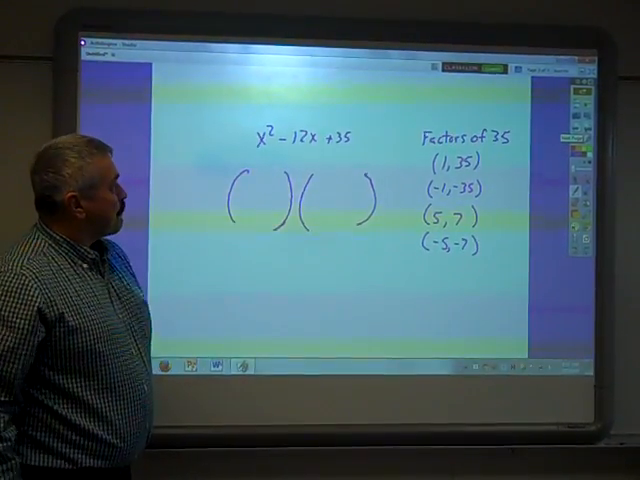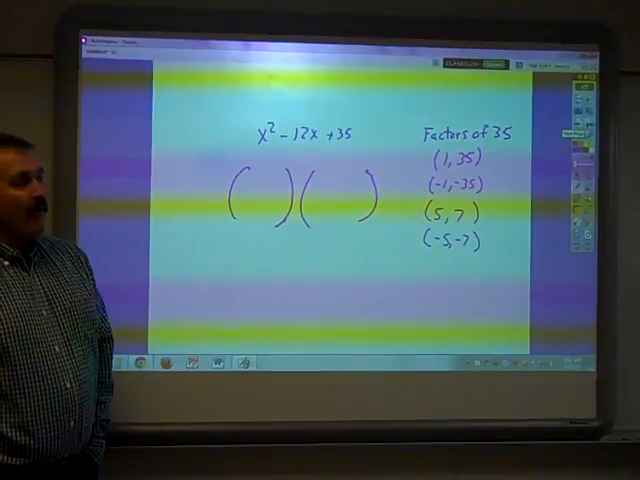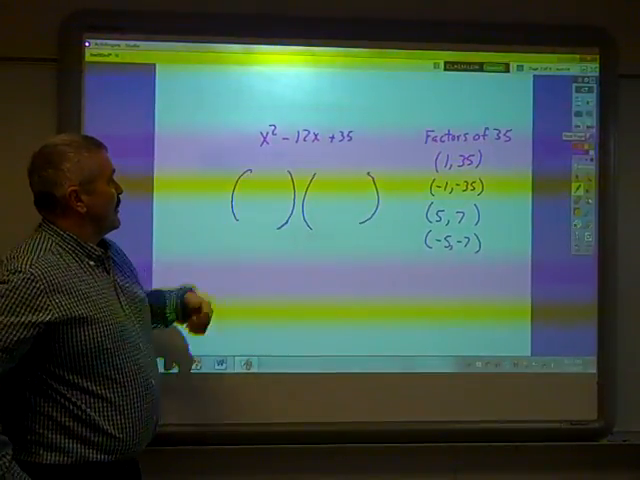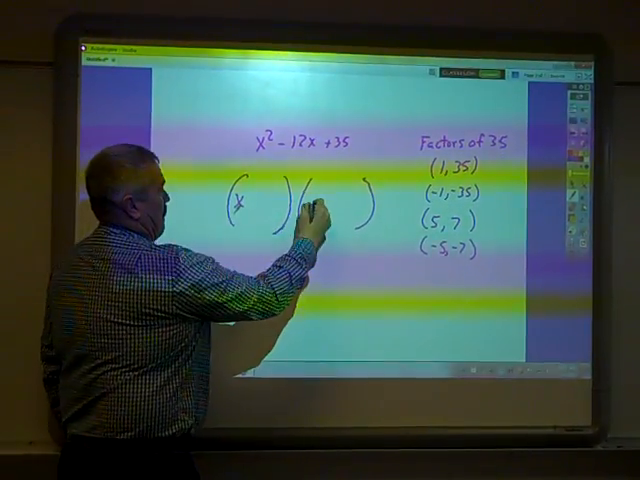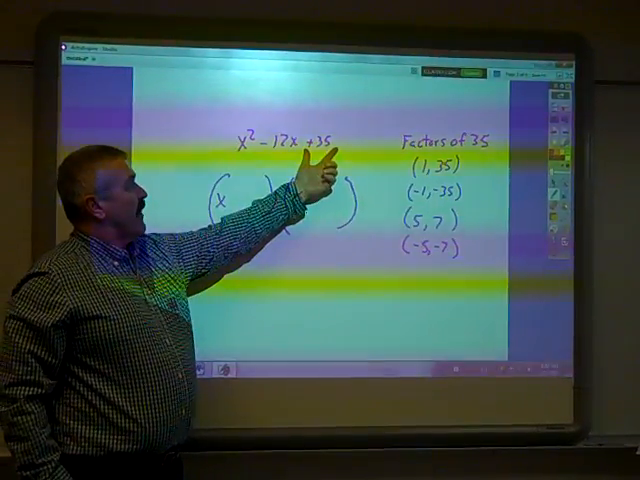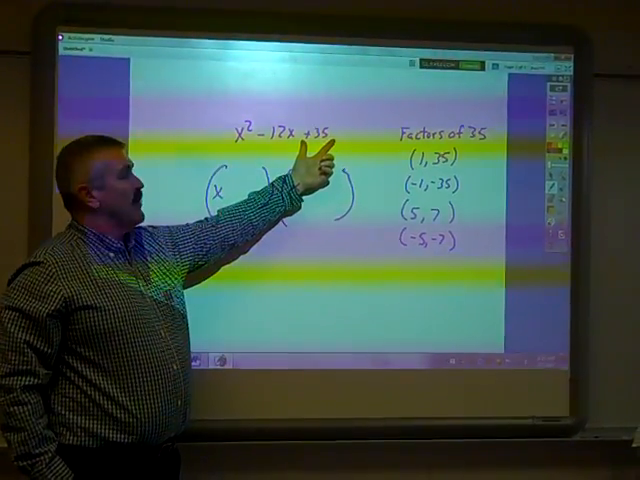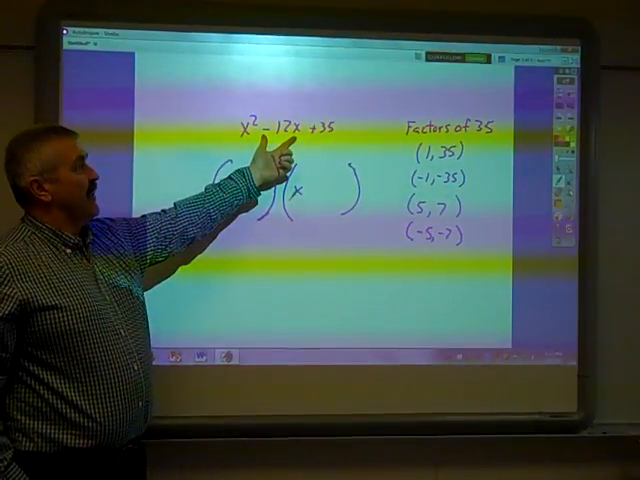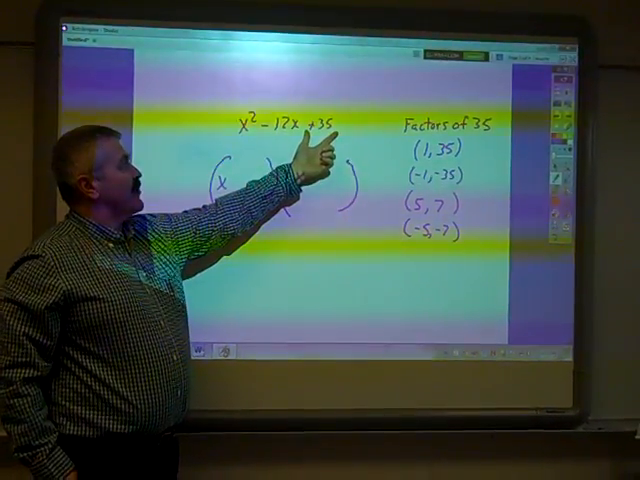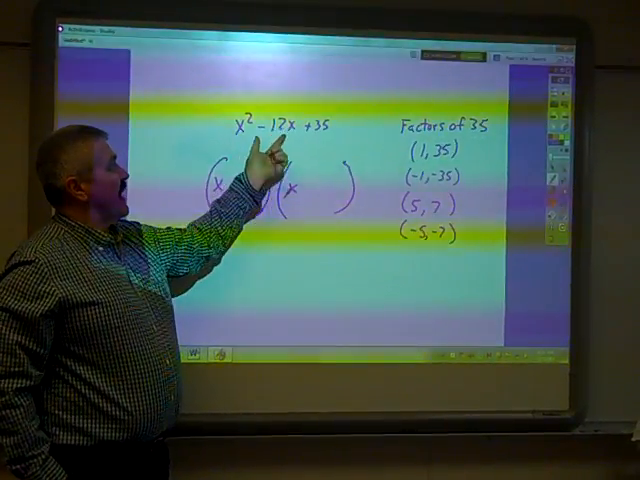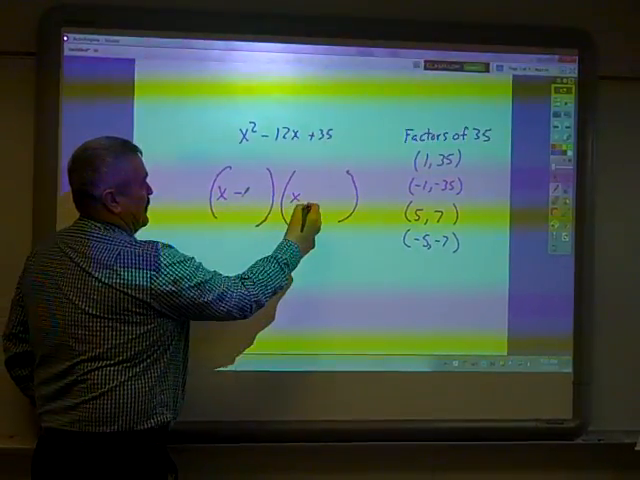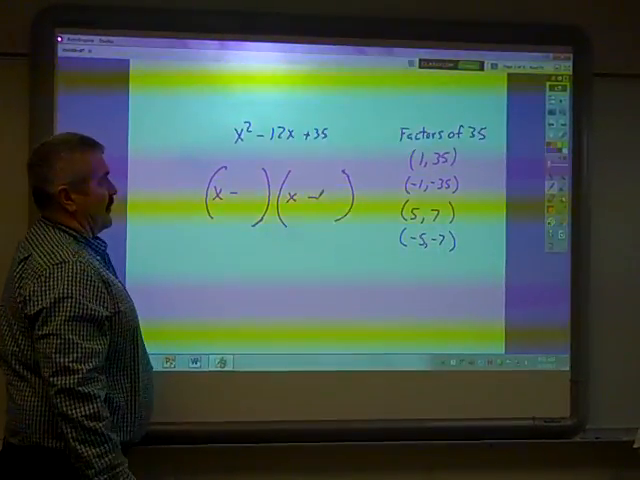Here's another problem: x squared minus 12x plus 35. Again, we can assume that we have x and x in our first terms. If we look at our c, it's a positive 35. If we look at our b, it's a negative 12. Because b is negative and c is positive, both of our second terms are going to be negative. So we put negatives in there.